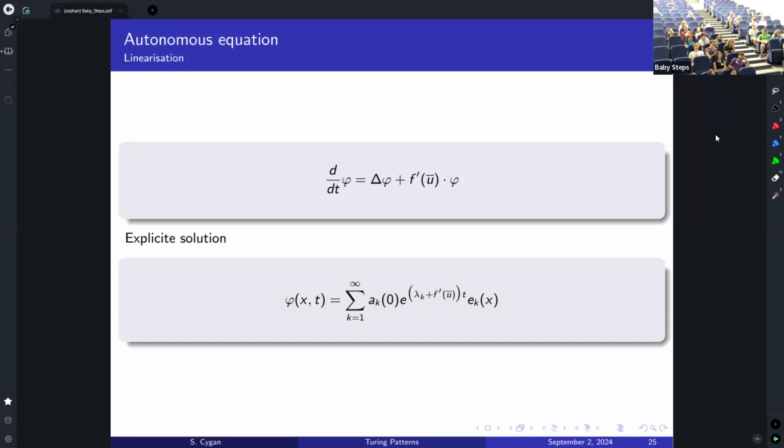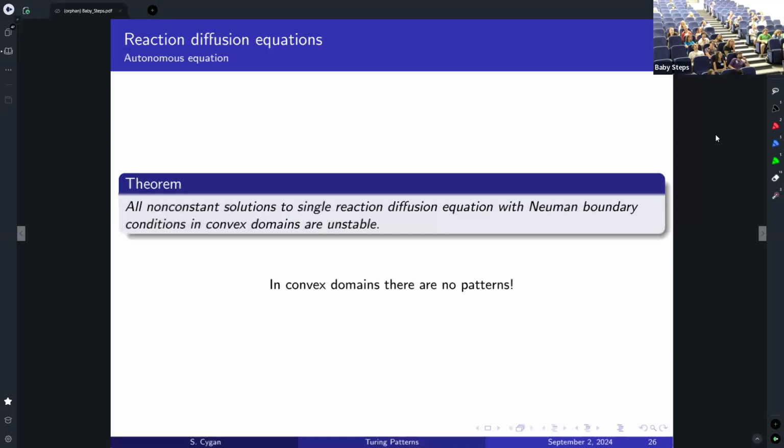So it means that in the case of a single autonomous equation, if we have just one equation, a fractional diffusion equation, every stable solution without the diffusion will also be stable with it. There is a theorem that in the case of a single autonomous equation, the only solutions that are stable are constant. Every non-constant solution cannot be stable, so they cannot be observed.